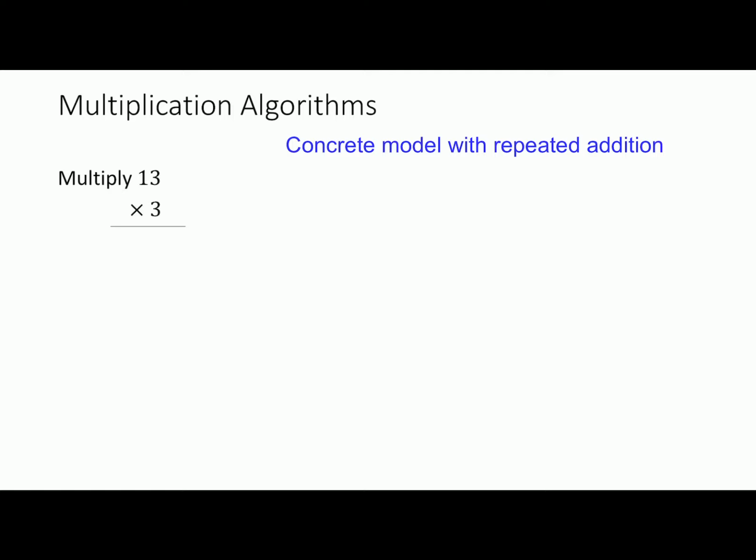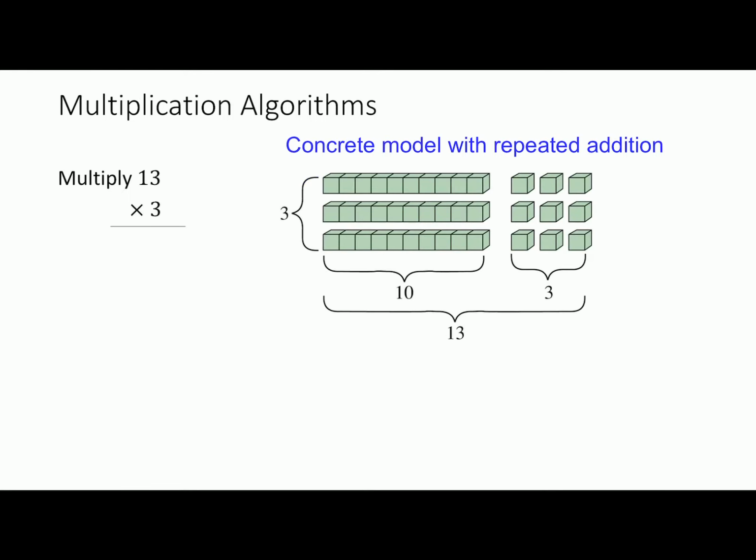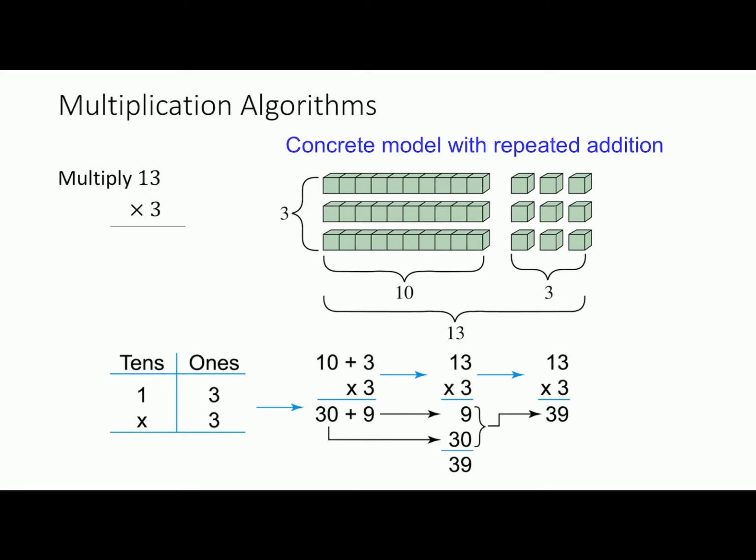The first is just the concrete model where we model multiplication as repeated addition. So this is telling me to add 13 3 times. So here I've got 13 in my rows, 1 long and 3 ones. And I'm going to do that 3 times. And so if we add those up, we see that we get 39. Here you can see how this gets us to the standard algorithm.